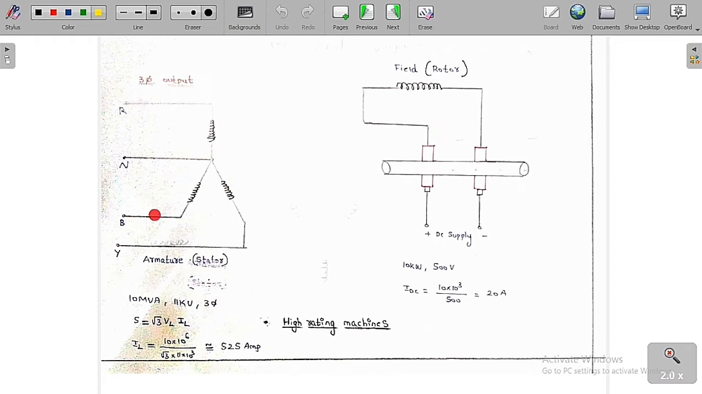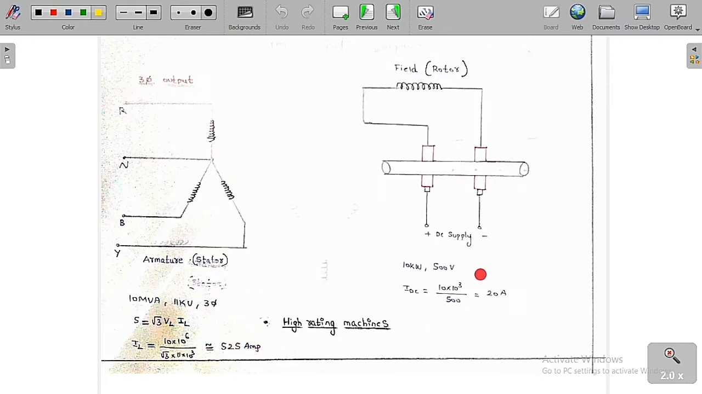So now I am going to assume the rating of this armature conductors is 10 MVA with 11 kV and 3 phase. So what is S? S is equal to root 3 into VL into IL, because of the 3 phase winding. So IL is equal to S by root 3 into VL. S is equal to 10 MVA. So 10 × 10^6 by root 3 into VL, and we can say VL is 11 kV, so 11 × 10^3. So if you solve this one, we are going to get 525 ampere. So it's a very huge current. See, huge current you can easily collect from a stationary conductor rather than a rotating conductor. So that is the reason we have done the interchange.